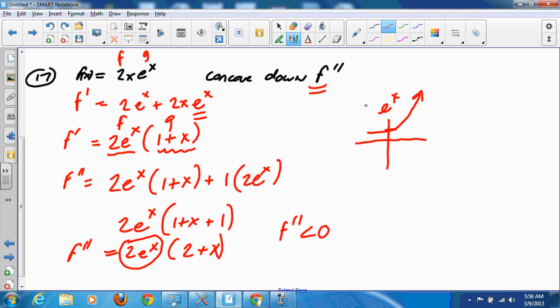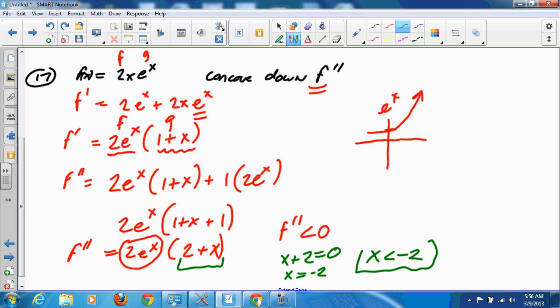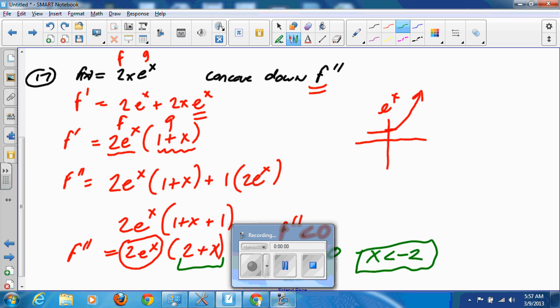So all we really need to look at is this 2 plus x. So when does this become less than 0? Well, if x plus 2 is equal to 0, x equals negative 2 makes it equal 0. So when x is smaller than negative 2, this second derivative is negative, so the graph will be concave down. So hopefully that helps you out a little bit. And we'll come back and take a look at the next few problems.